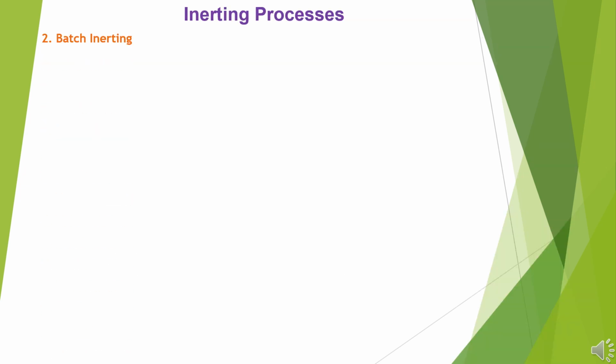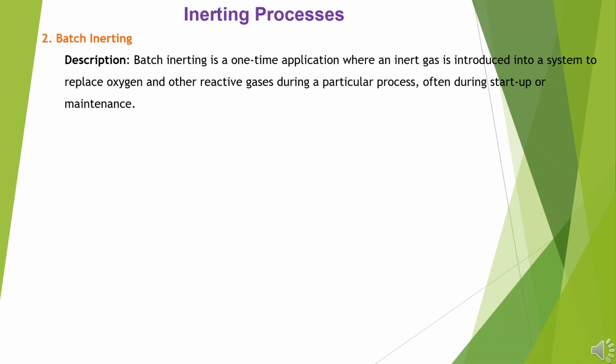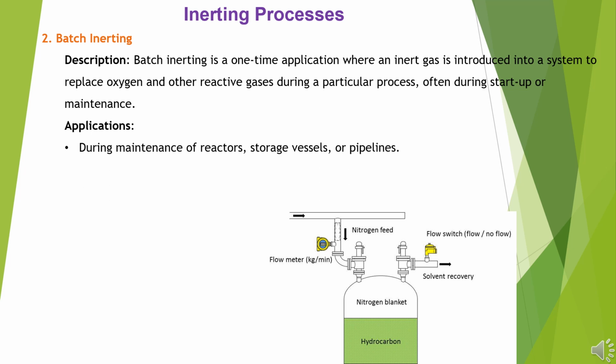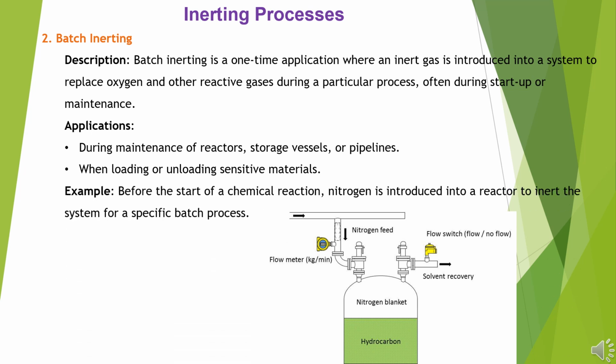Two. Batch inerting. Description: batch inerting is a one-time application where an inert gas is introduced into a system to replace oxygen and other reactive gases during a particular process, often during startup or maintenance. Applications: during maintenance of reactors, storage vessels, or pipelines. When loading or unloading sensitive materials. Example: before the start of a chemical reaction, nitrogen is introduced into a reactor to inert the system for a specific batch process.